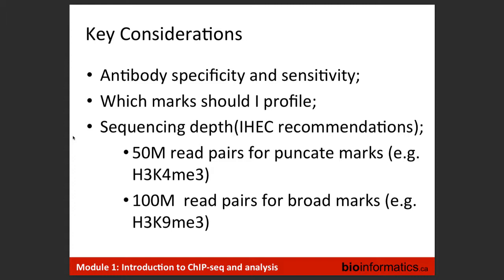So what are some key considerations for doing epigenomic assays? Well, one of the first ones is antibody specificity and sensitivity. Do not overlook this if you do this experiment. And if you're analyzing data, this is something that's worth spending time on, right? What antibody was used, and what evidence do you have that that antibody actually recognizes the epitope that you're looking at and doesn't recognize others? This remains a significant challenge in the field.